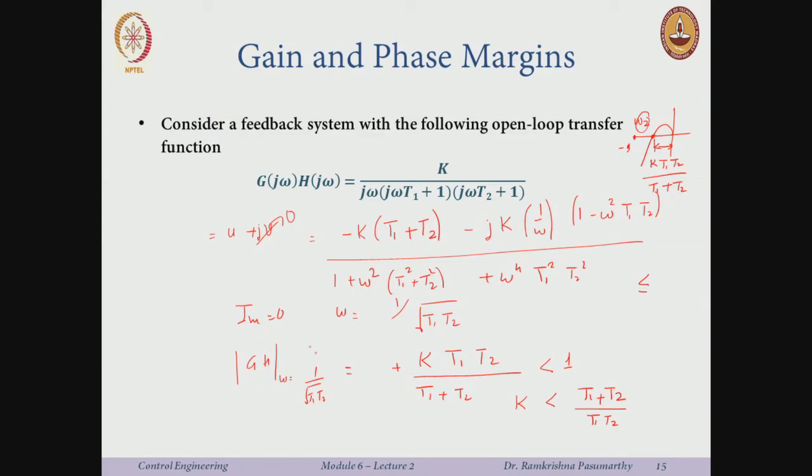What is the magnitude at this phase crossover frequency? It is k T1 T2 over T1 plus T2. And the gain margin is this one, T1 plus T2 by T1 T2, and what we had defined earlier, this was 1 over A. What is A here? A is k T1 T2 by T1 plus T2. So you just get the inverse of that.